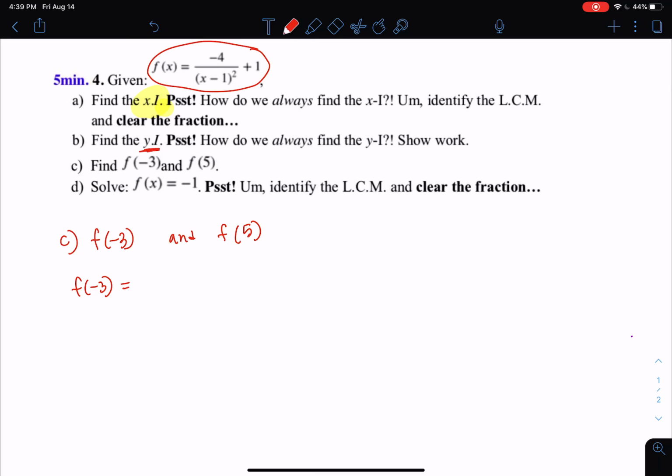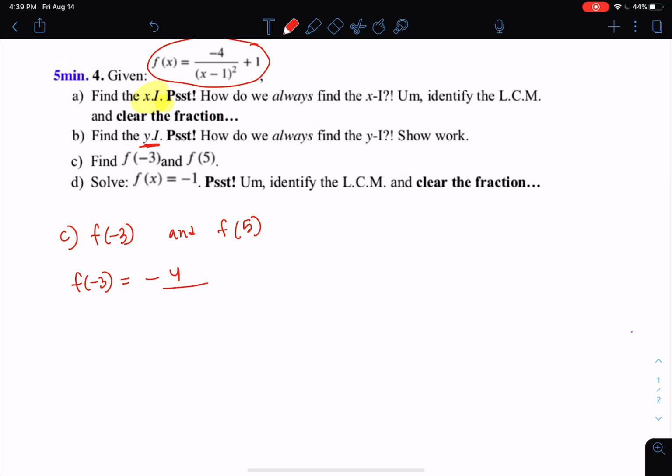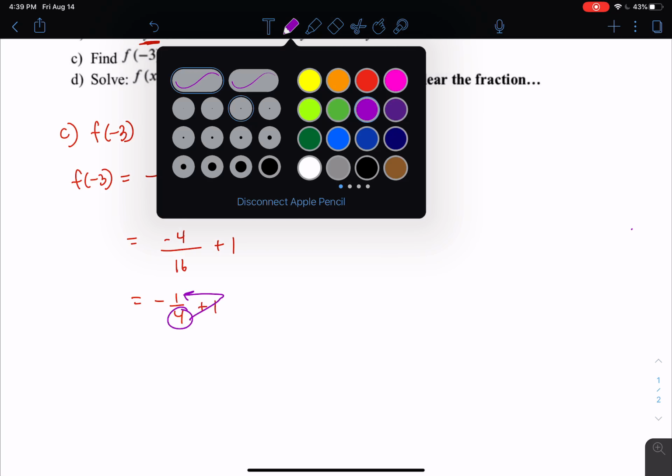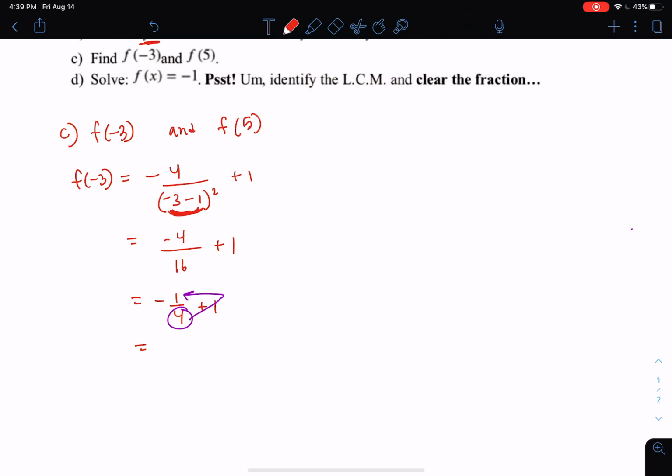Okay, so f of negative 3 equals negative 4 over, and I'm plugging in negative 3, minus 1 whole squared, plus 1. Step by step, negative 3 minus 1 is negative 4. And then when I square it, it becomes positive 16. There's still a negative 4 on top. That simplifies to negative 1/4 plus 1. And the last step I can use the fraction trick: 4 times 1 is 4, minus 1 is 3. So my answer is 3 over 4.